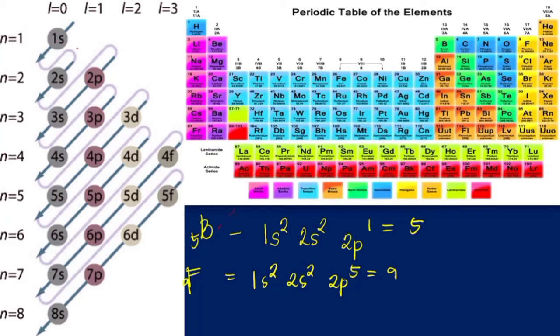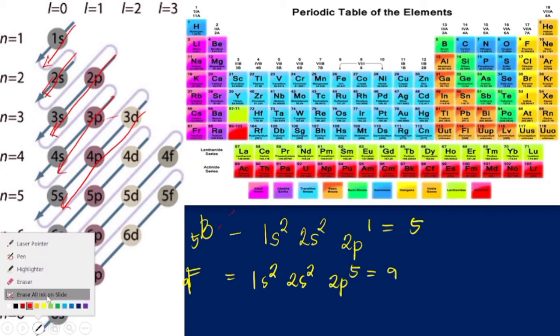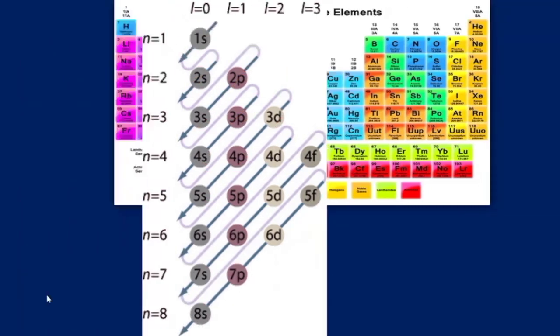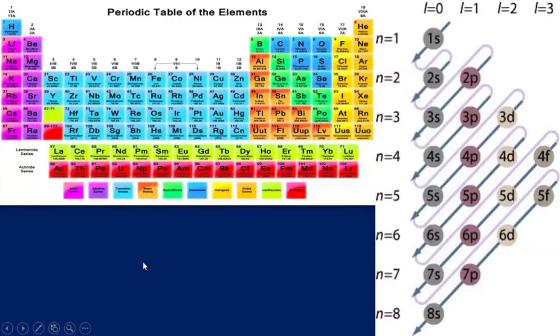Okay, so you have there 1s2, 2s2, then 3s, then 4s, okay, then 3d, 5s. Okay, so that's how you follow the direction on how to write electronic configuration. Okay, so let's try more examples.